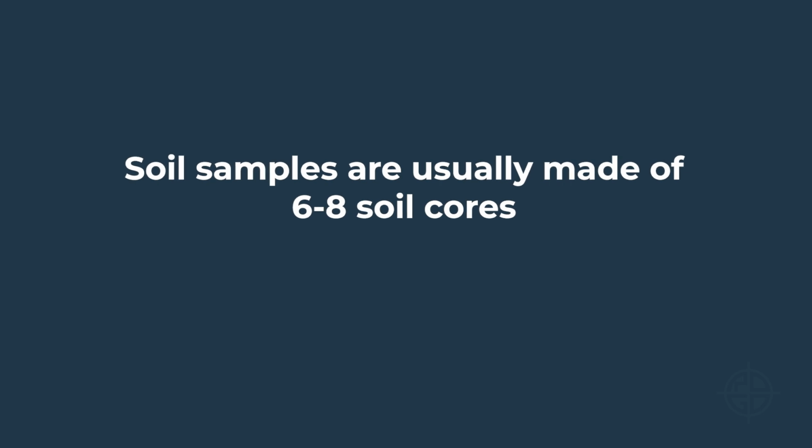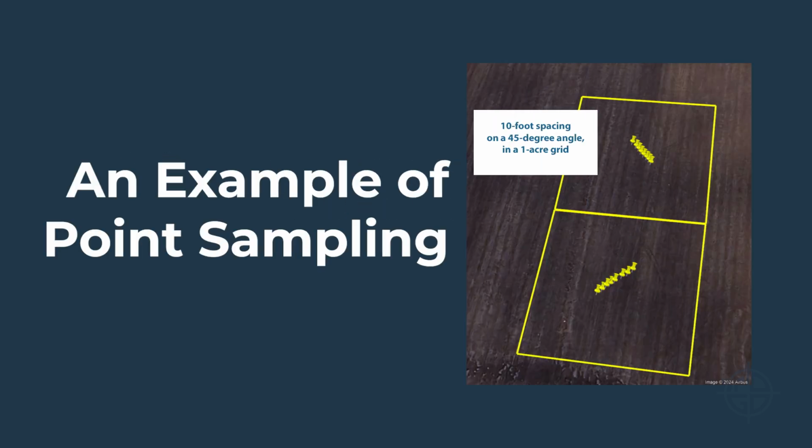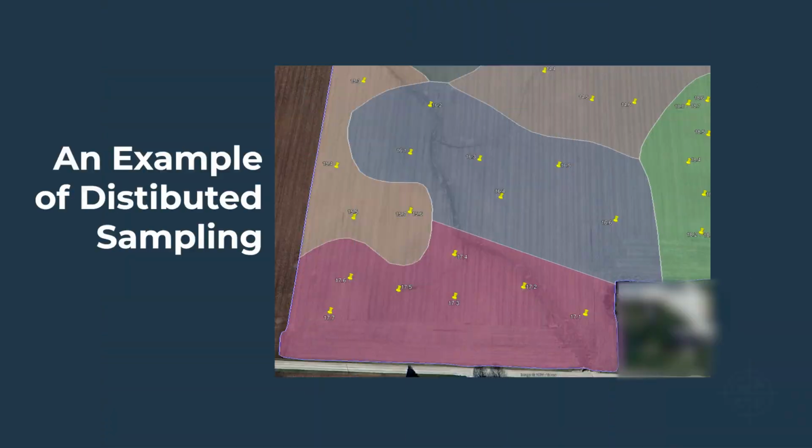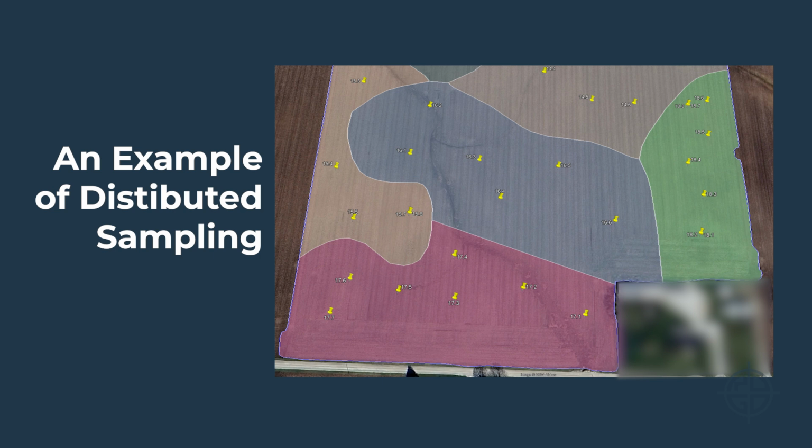Next, we need to decide how many soil cores to take and where to pull them from. Point sampling is typical throughout the Corn Belt, and it's where you pick a point, usually in the middle of the grid, and pull 6 to 8 cores from across several rows. Distributed samples are where cores are pulled from throughout the grid or zone, sometimes using an M pattern. These are more popular in Canada and the Pacific Northwest.